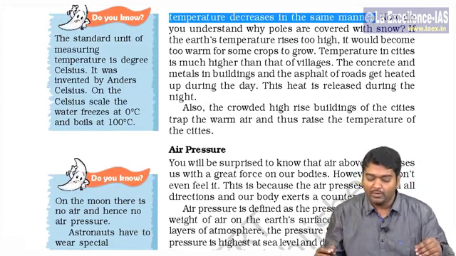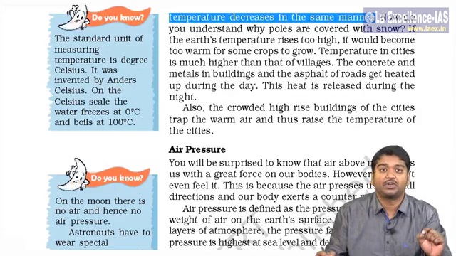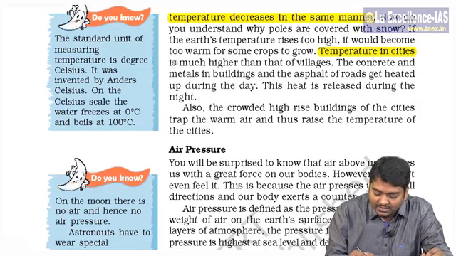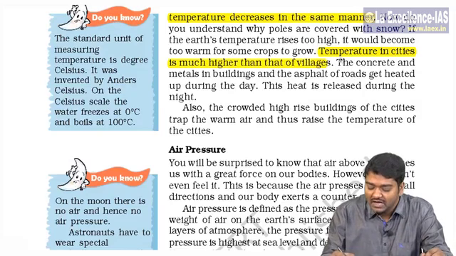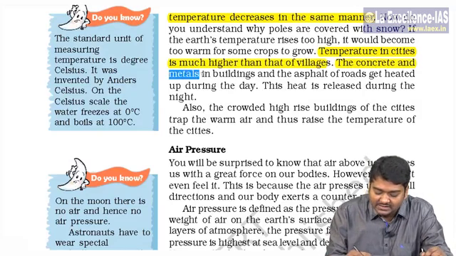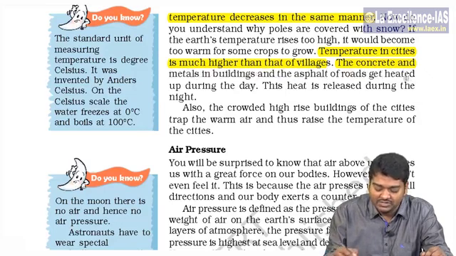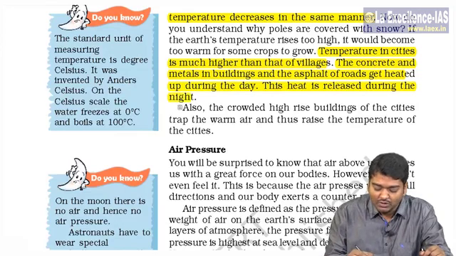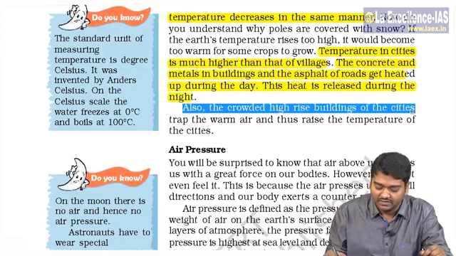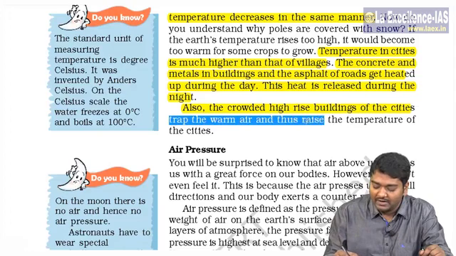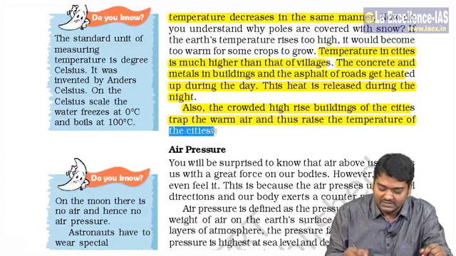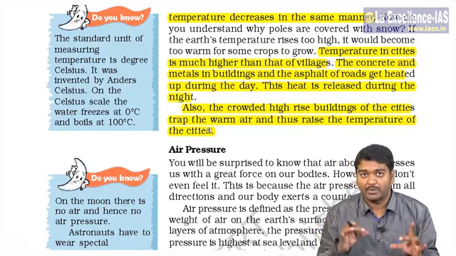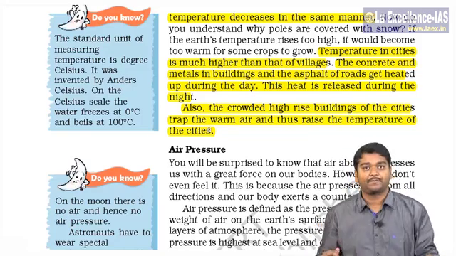So these are very, very important, and whenever they give you a question about urban heat islands, temperature in cities is much higher than that of villages. The concrete and metals in buildings and asphalt of roads get heated up during the day. This heat is released during the night. Also, the crowded high-rise buildings of the cities trap the warm air and thus raise the temperature of the cities. So this is the geographic reason that you have to write for urban heat islands, this paragraph, right?